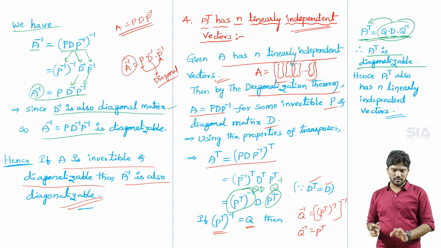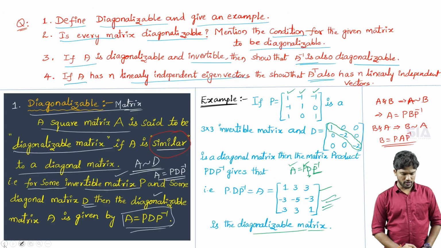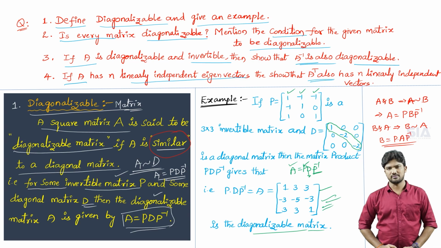Since A transpose was asked, we applied transpose on both sides. So okay, these are the 4 important questions regarding the diagonalizable matrix.